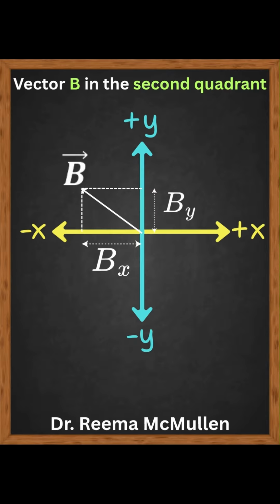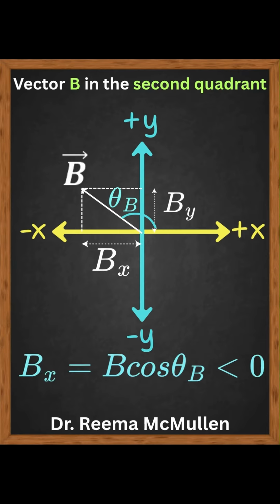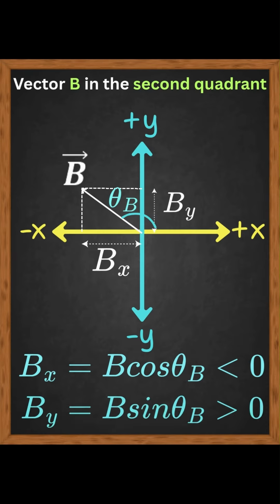Its x component, bx, is along the negative x-axis, and its y component, by, is along the positive y-axis. Now, if vector B makes an angle theta B with the positive x-axis going counterclockwise, then bx is simply B cosine theta B, and since theta B is greater than 90 degrees but less than 180 degrees, that means cosine theta B will be a negative number, and hence bx will be a negative number. by is B sine theta B, and it's going to be a positive number.